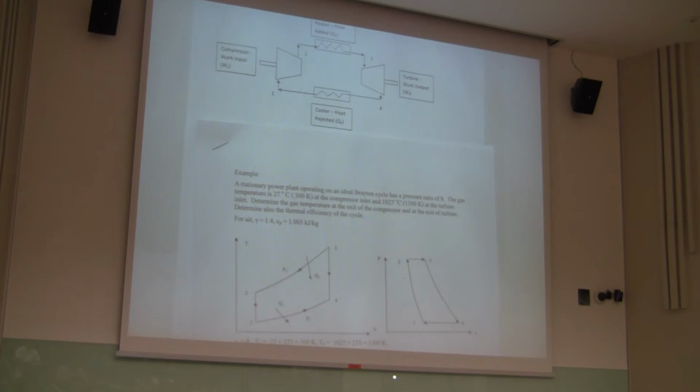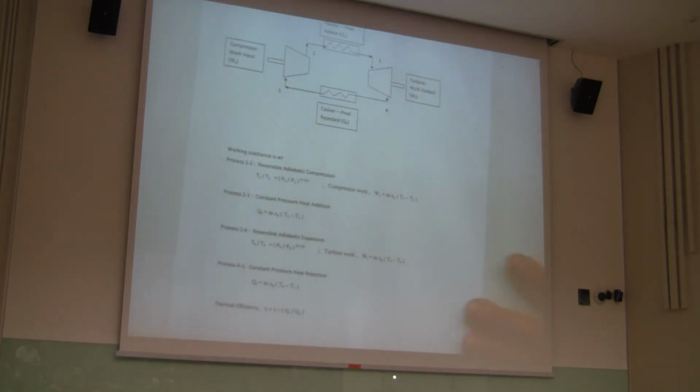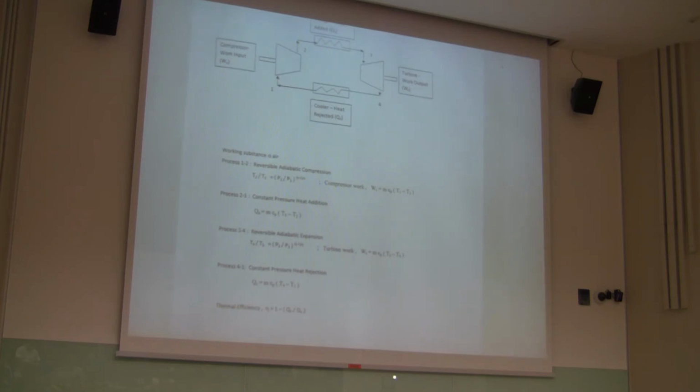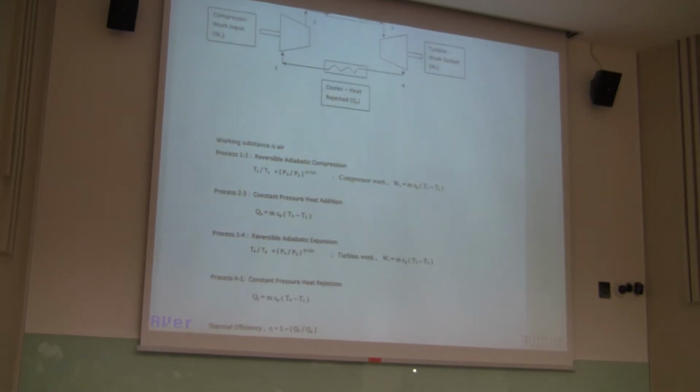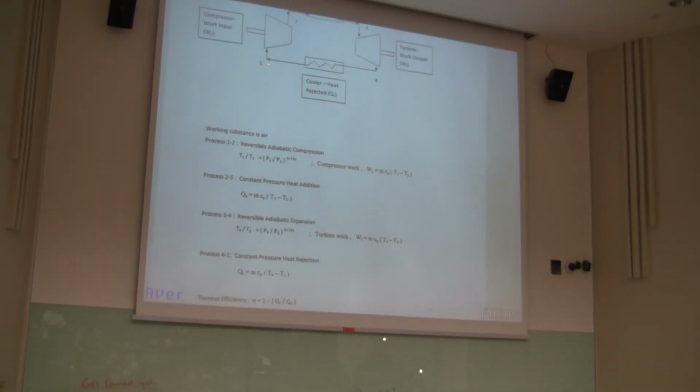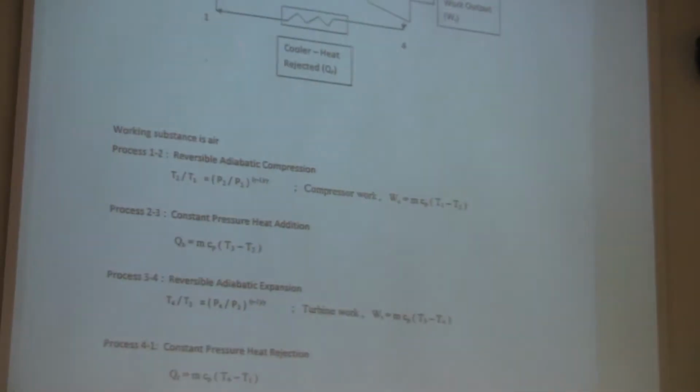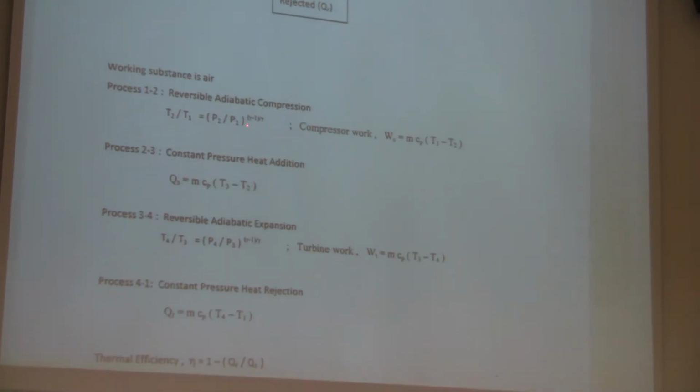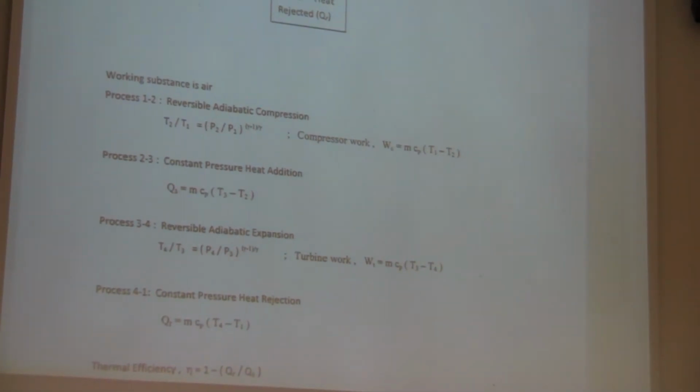Now how do we evaluate this? How do we analyze this? Now this one is simple. The 4 items that you see here, you will evaluate. Okay? 1 to 2, reversible adiabatic compression. Can you see now your gamma? Alright, PV to the power gamma is a constant.